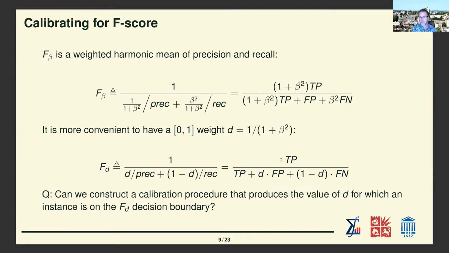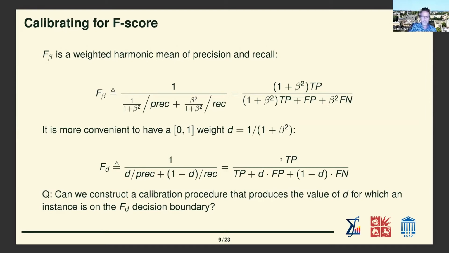And so then we basically have the formula TP divided by TP plus the arithmetic mean of false positives and false negatives, or if you prefer, 2 times TP divided by 2 times TP plus FP plus FN. So all this is standard. What I'm now going to demonstrate just with 2 figures is how to obtain scores from a classifier that will give us those weights D for which the instance is on the F_D decision boundary.